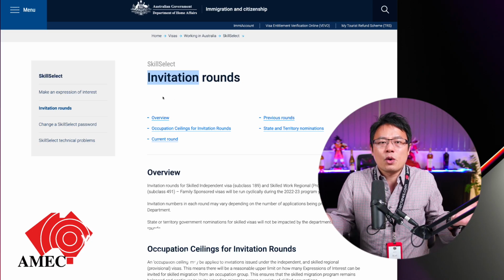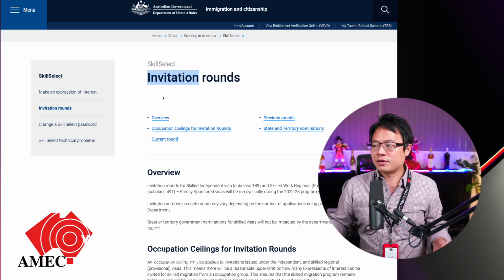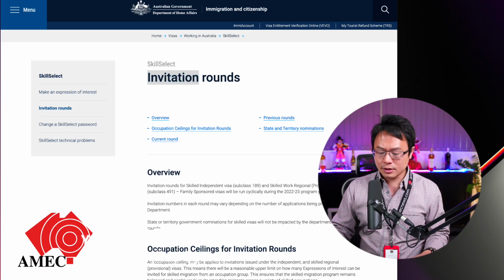Obviously, it's a pretty simple definition. By invitation, it basically means the government invited me to become a permanent resident, or to hold a subclass 190, which is a permanent resident visa, or a regional skilled work visa, subclass 491. But there is so much detail in that invitation.